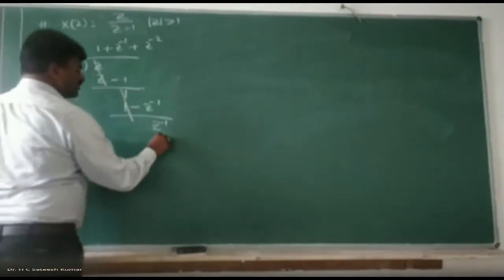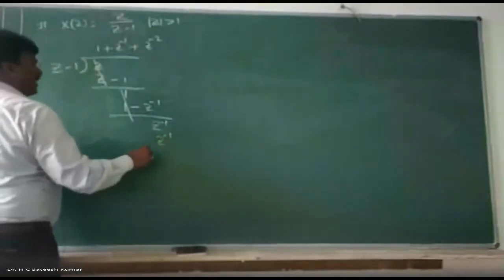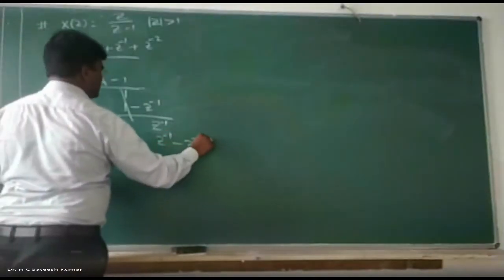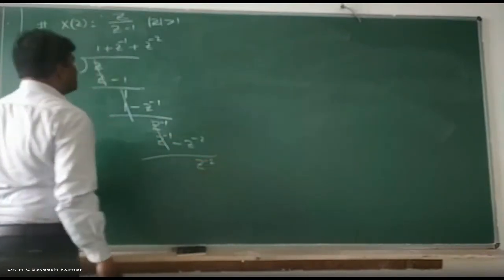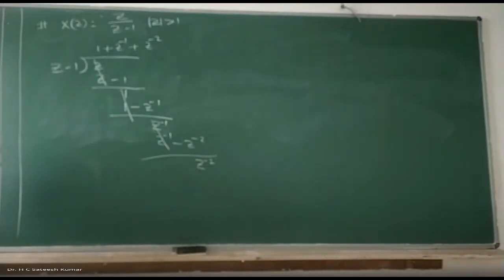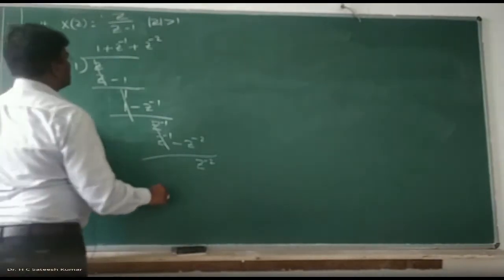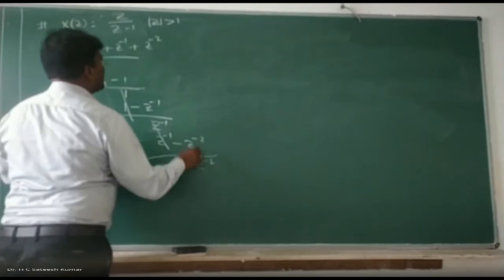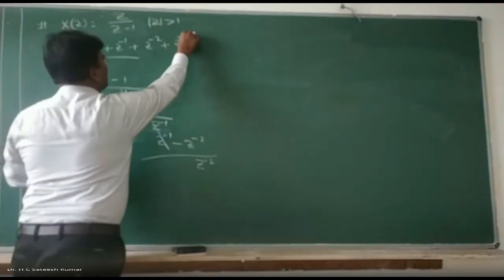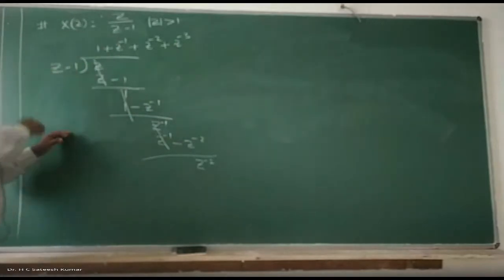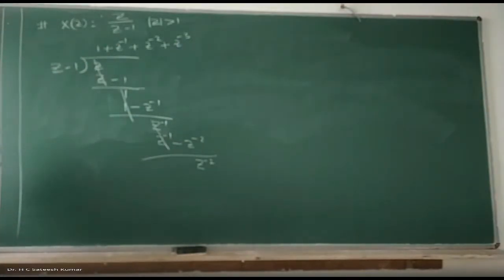Z to the power of minus 1, minus Z to the power of minus 2 and Z to the power of minus 2, you will get it. What is this Z to the power of minus 2? Z to the power of minus 2 into Z to the power of minus 1 is what? Now if you want to get Z to the power of minus 2, I will have to multiply by Z to the power of minus 3. Z to the power of minus 3 into Z means what? Z to the power of minus 2.